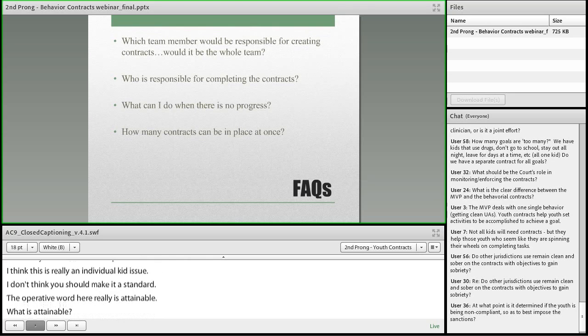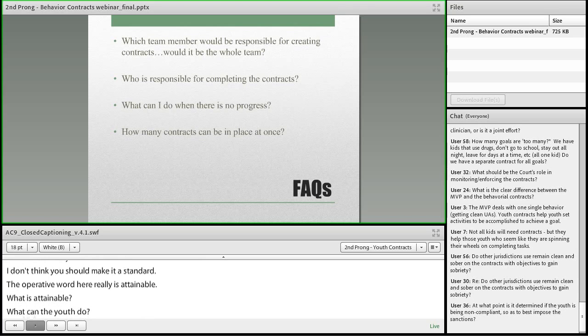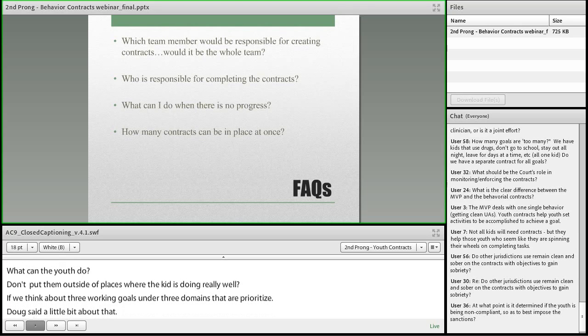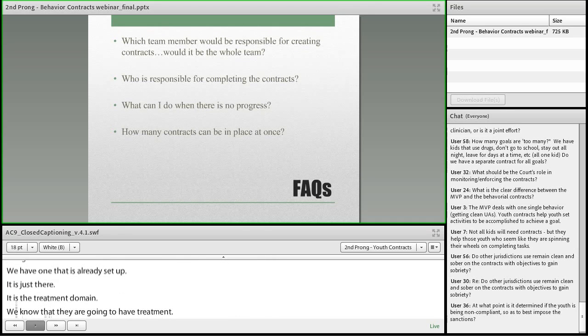If we're thinking about what the research says, you can have three working goals under three domains that are prioritized. Doug spoke a little bit about that. We have one that's already set up. It's the treatment domain. We know they're going to be referred to treatment. There's been an assessment. They're going to do whatever treatment they should be doing. So if they're doing MRT, 7 Challenges, MET, or CBT, that's under that domain.